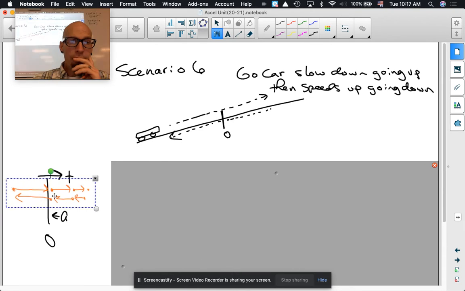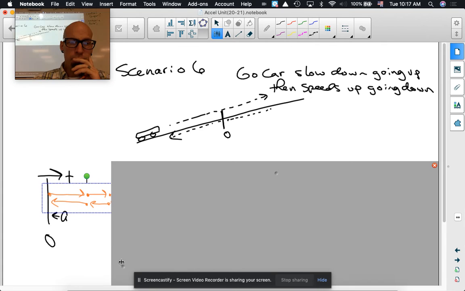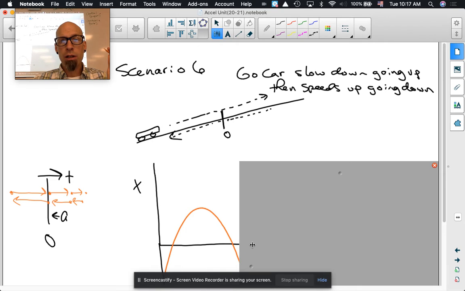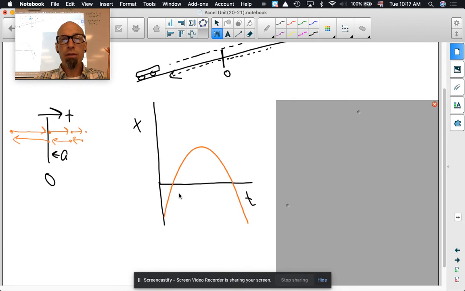So all that changed was it was here like this. It was like that in the last one. Now we've just moved it like this because the 0 position has shifted. That's all that's happened. The motion is exactly the same, which means our XT graph should look exactly the same. The only difference is instead of being up here, now it shifted down because it started with a negative position.